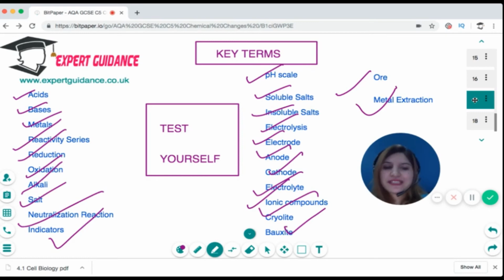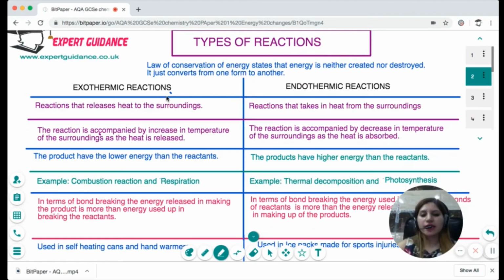Check the specification, make sure everything is there. We classify the reactions into two categories, exothermic and endothermic. Now, these two reactions are based on the law that energy is neither created nor destroyed. It is transformed from one form to another. Now, there are certain reactions which will take in heat and certain reactions which will release heat to the surroundings.